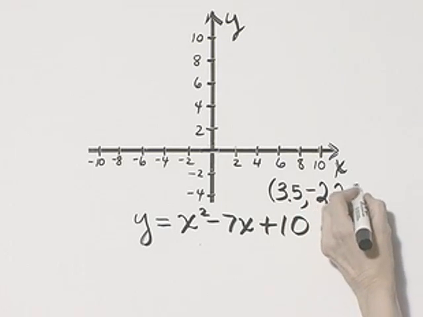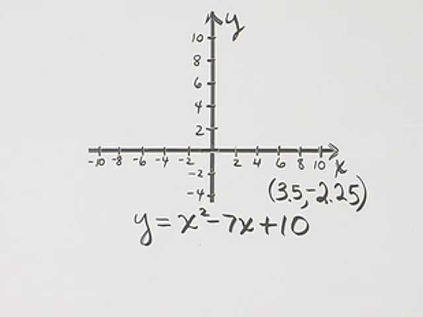So I'll put -2.25. That is the vertex of our parabola. We'll plot that in just a moment. How do we find x-intercepts? We find x-intercepts by letting y be 0.